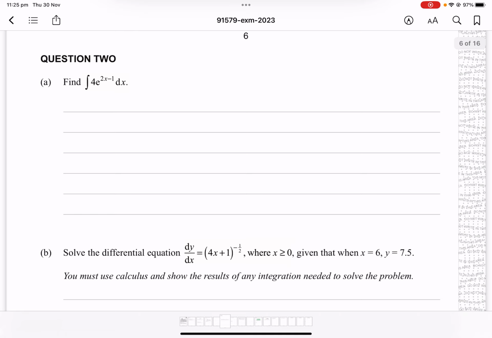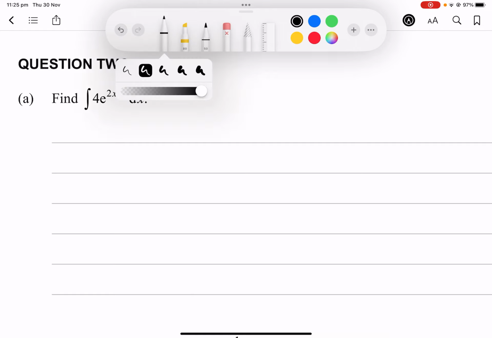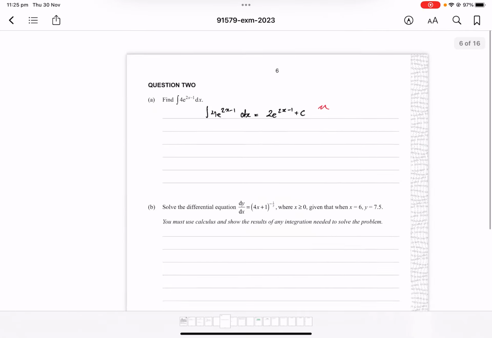We want to find the integral of 4e to the power of 2x minus 1. So in this case, we just want to find the derivative of the power. So 2x minus 1 derivative is 2. So we want to divide by 2 and everything else stays the same. So we just have the integral of 4e to the power of 2x minus 1 with respect to x equals 2e to the power of 2x minus 1 plus c. That should be an achieved level question there.